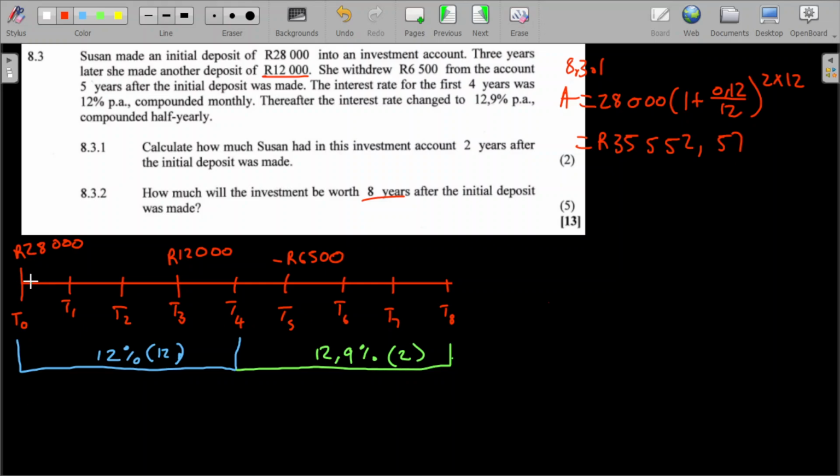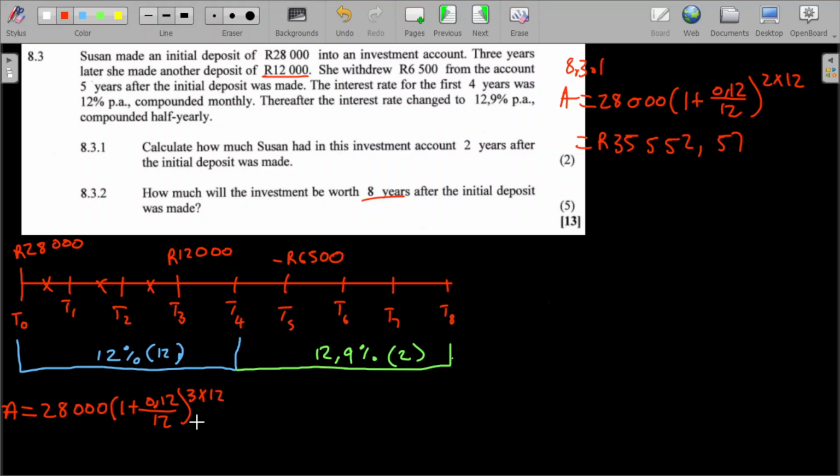Now we're going to start from the start. We're going to start answering the question from what is happening here. So A is equal to, now Susan deposits this 28,000. This 28,000 is going to stay in the bank, accumulating interest for these first 3 years before they deposit another amount. So it's 28,000 in the bank, and the interest rate is 0.12 all over 12, staying in the bank for 3 years, so 3 times 12.